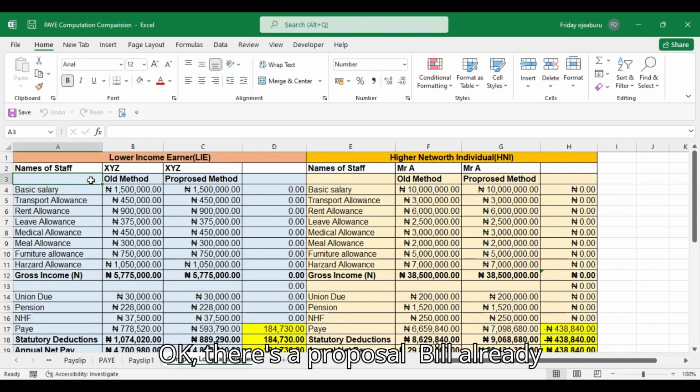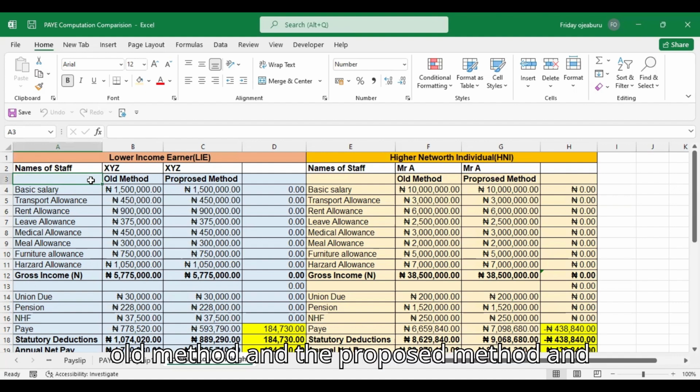Okay, there's a proposed bill already going on from the federal government right now, and we want to compare a low income earner of their old method and the proposed method, and also look at the higher net worth individual, looking at old method and proposed method, so that you will see the impact of the proposed method on the lower income earner and also the impact on a higher net worth individual.